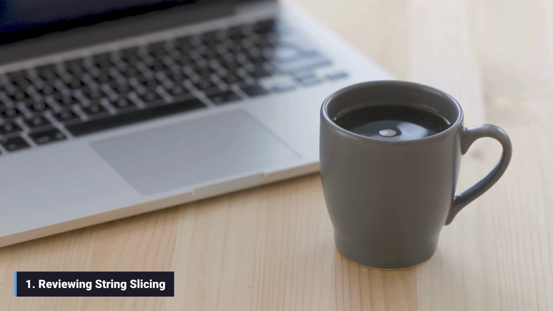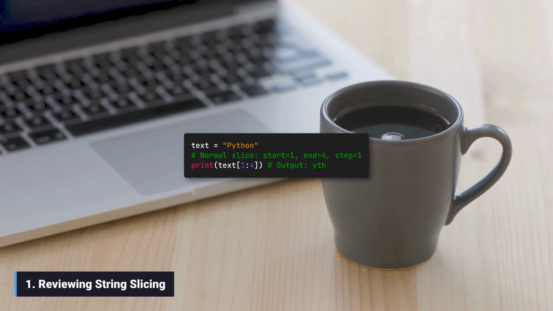1. Reviewing string slicing. Recall that string slicing uses the format square bracket start colon end colon step square bracket. We use the first two arguments to extract substrings. The third argument, step, controls the direction and size of the jump.